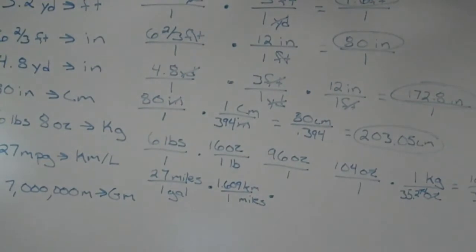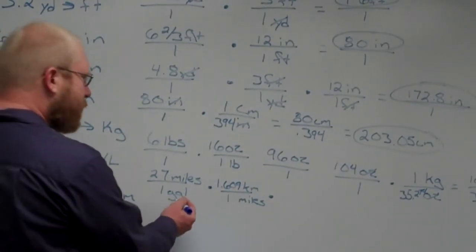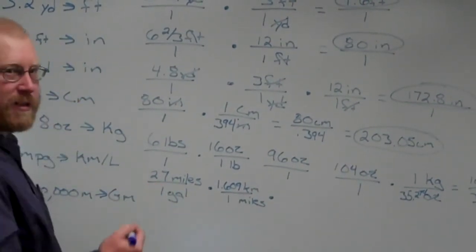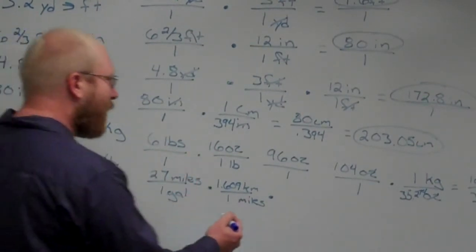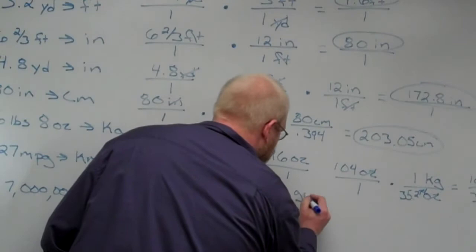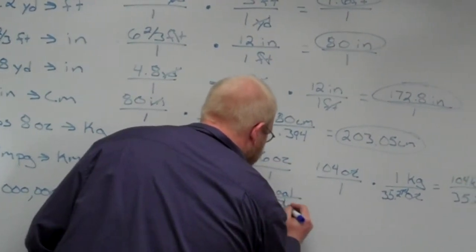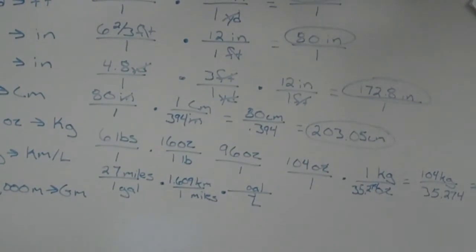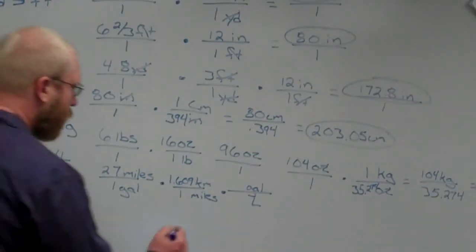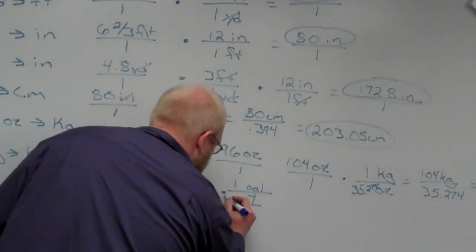Now I need to go ahead and get rid of my gallons and go to liters. My gallons are in the bottom this time. So if I want to get rid of gallons, I want to put gallons in the top, and then liters in the bottom, so that I get rid of my gallons. So does someone have that conversion factor for me? One gallon is 3.785 liters.